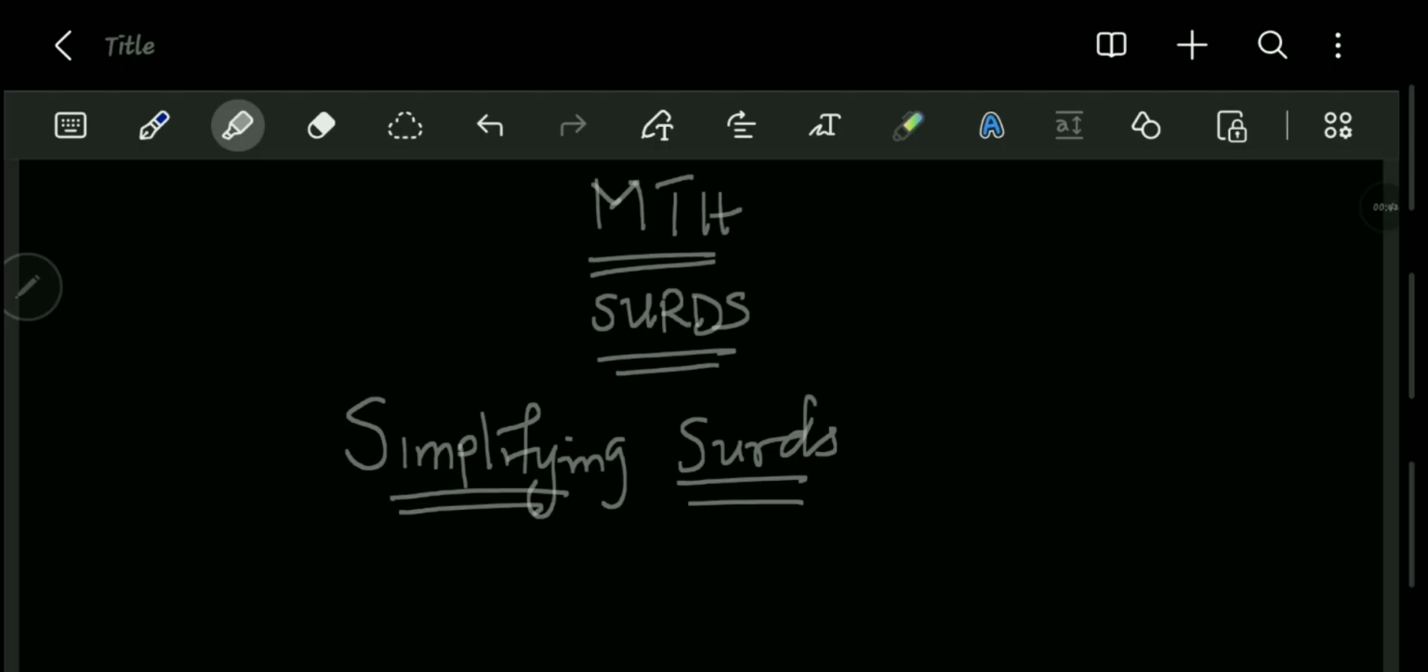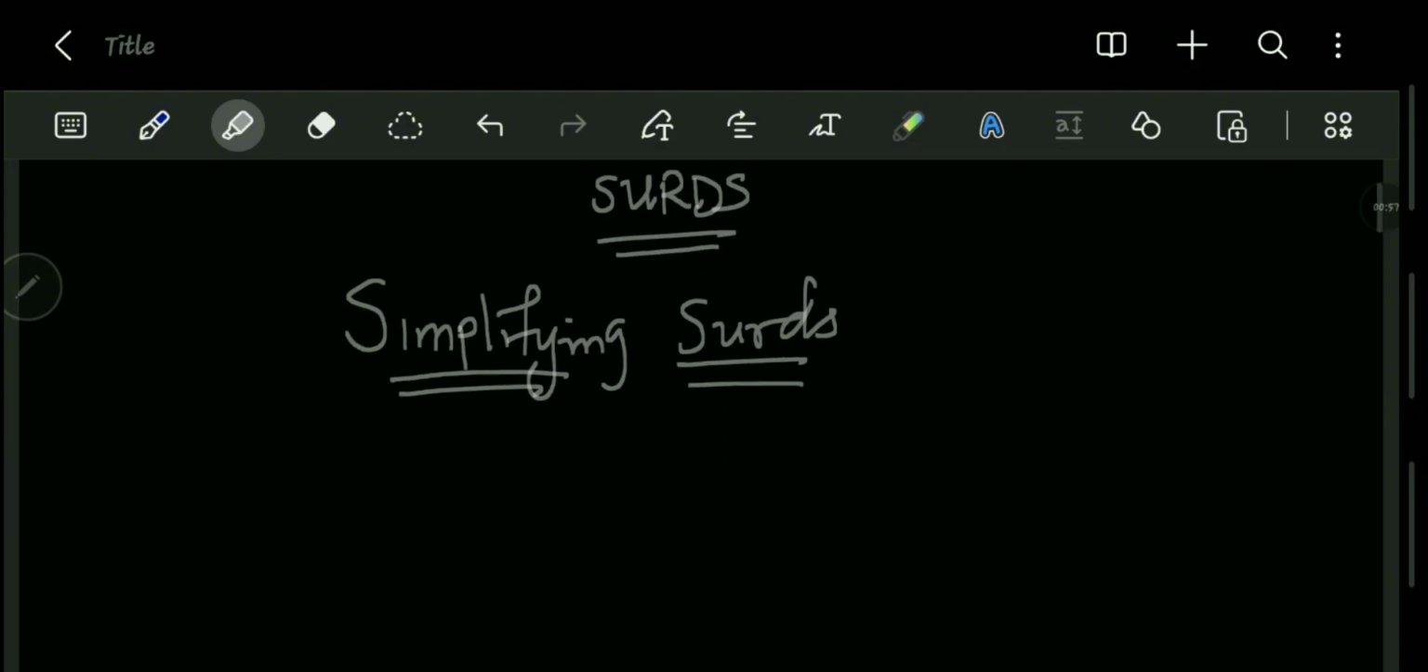In today's class, we're going to be discussing how to simplify a surd. Basically, I'm going to be explaining how we can split up a single surd. So I will advise you to stick to this video and watch it to the end of the class. Let's have example 1.